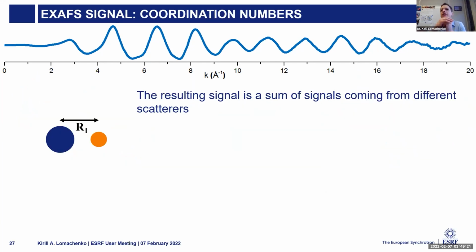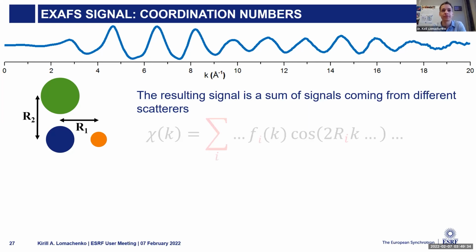Then the resulting signal is basically a sum of all the signals coming from different scatterers. So if you have the orange neighbor at distance R1 and the green neighbor at distance R2, well, you will have a sum in your signal. This signal will be a sum of the two contributions.